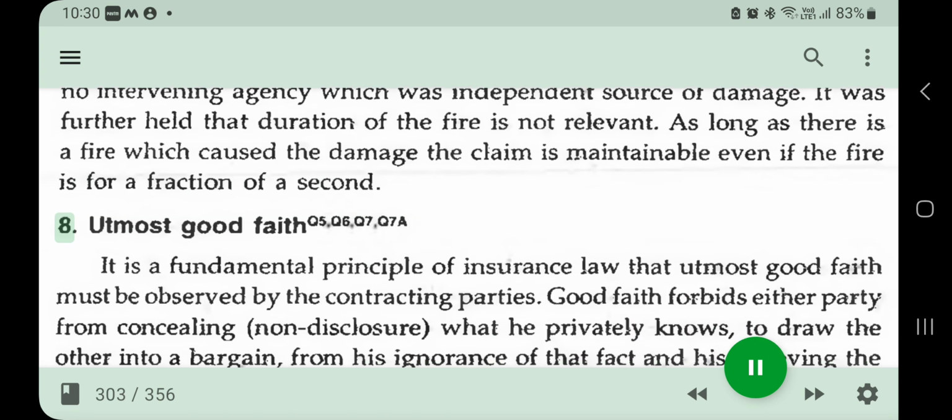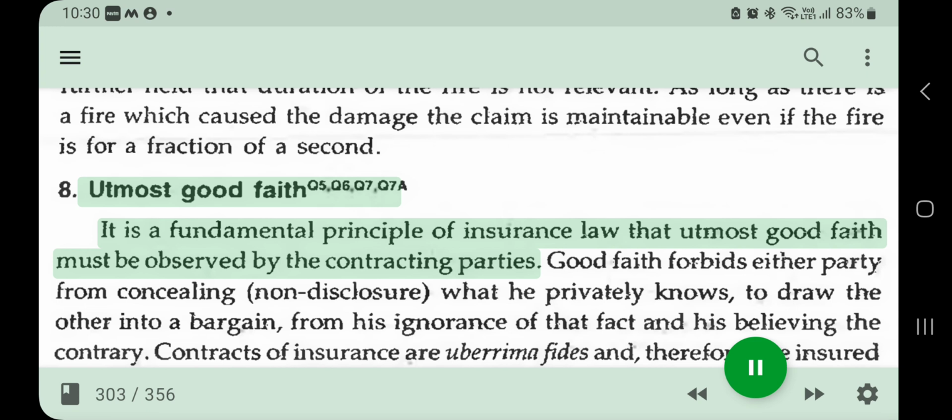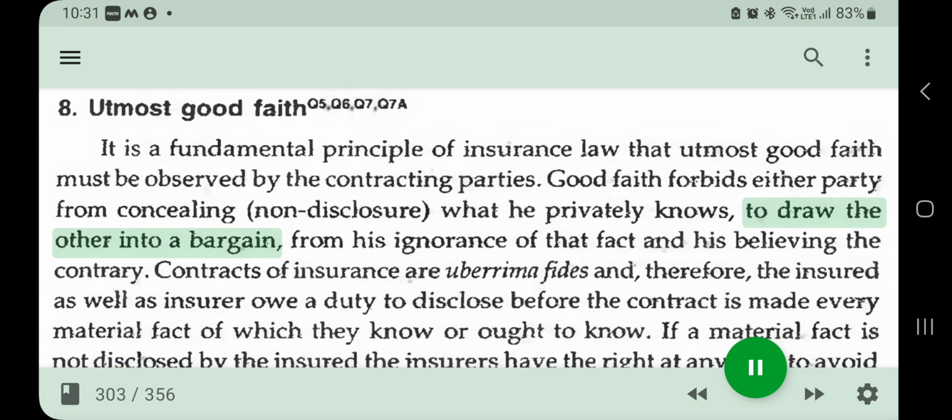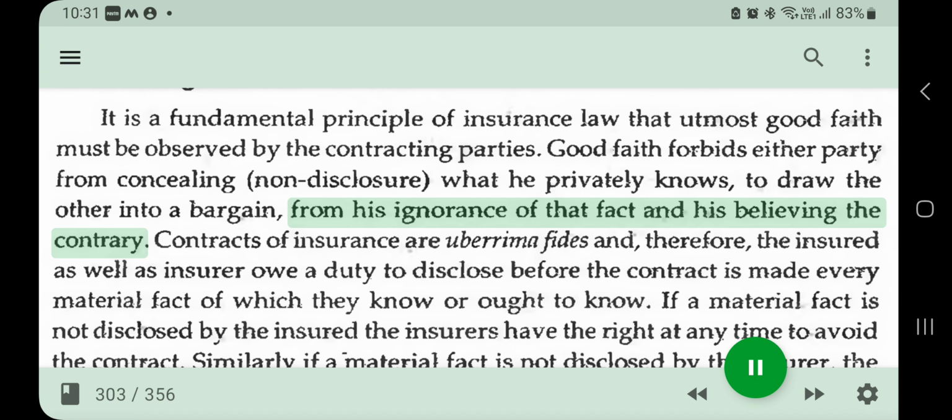8. Utmost good faith. It is a fundamental principle of insurance law that utmost good faith must be observed by the contracting parties. Good faith forbids either party from concealing, non-disclosure, what he privately knows, to draw the other into a bargain, from his ignorance of that fact and his believing the contrary.